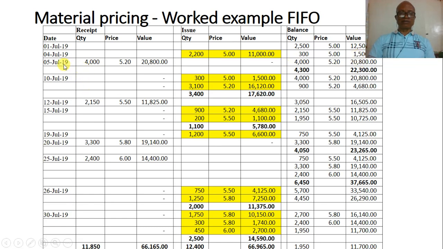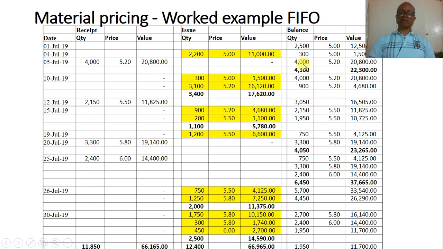Then on the 5th of July, 4,000 units were brought to the store at 5 naira 20 kobo. Look at the value of the total of the goods brought to the store. That's 4,000 that came into the store at 5 naira 20 kobo. Then that gives 20,800. Now what you have to do is add the two together.